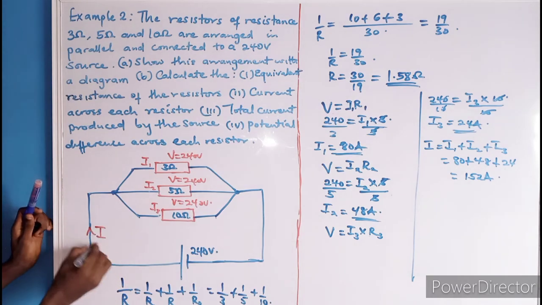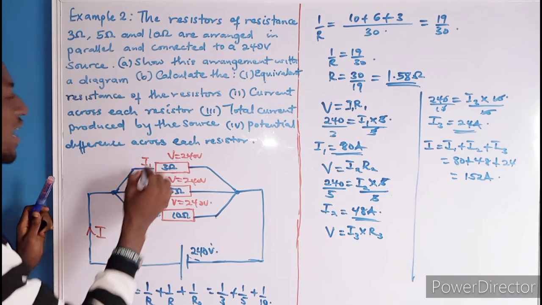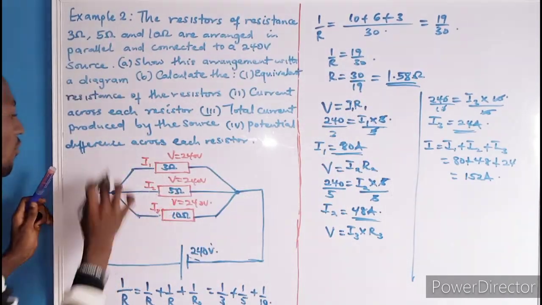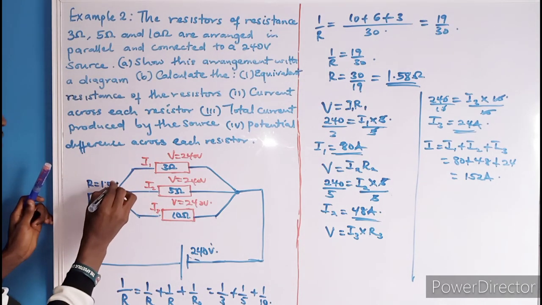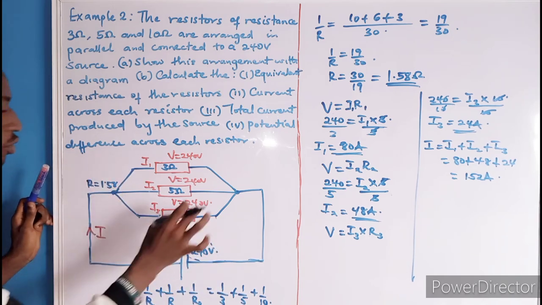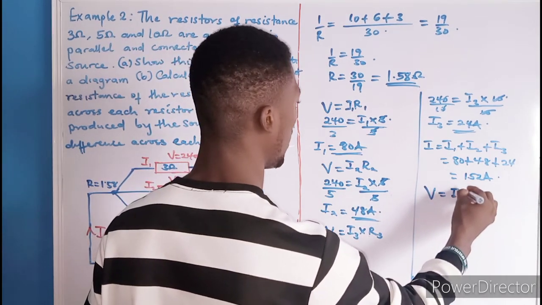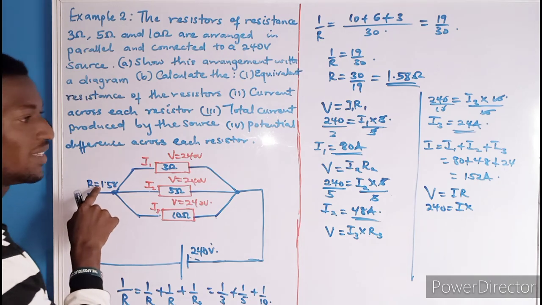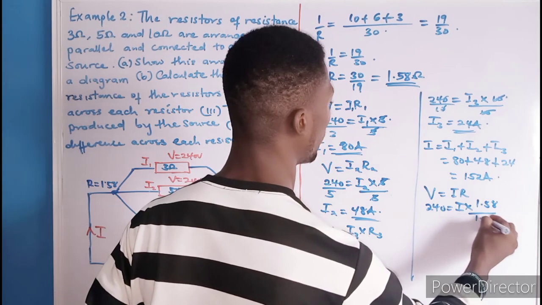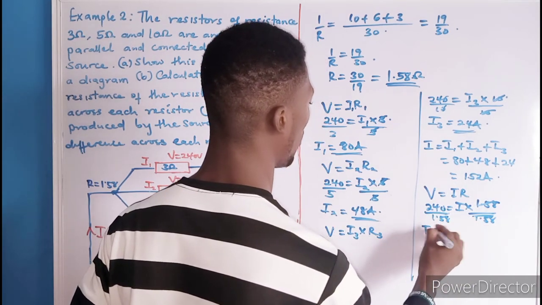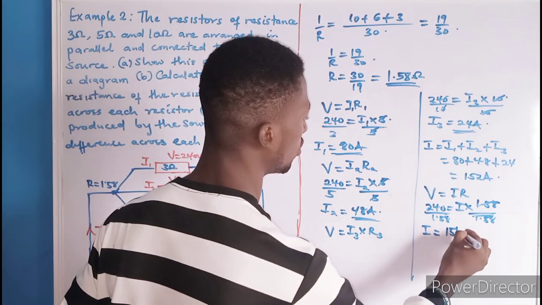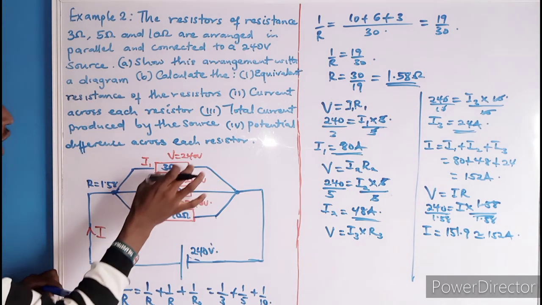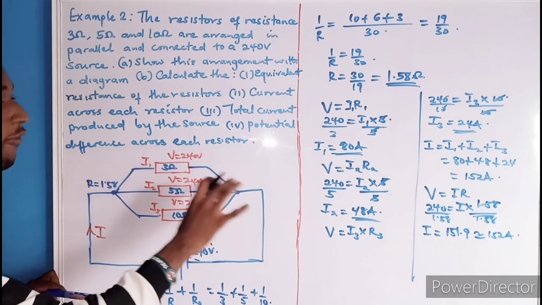Another way you can get this is that since you know the current here is I, the potential difference here is 240, and you've been able to find the equivalent resistance of all these resistors to be 1.58. You can as well use Ohm's law directly. So you can say V equals IR. V is 240 here, so 240 equals I times the overall resistance, which is 1.58. Divide by 1.58, divide by 1.58. This will cancel this, and we have that our I is equal to 240 divided by 1.58, and that will give you 151.9, which is approximately 152 ampere. That shows that it is this 152 ampere that was divided into each of these resistors as current flows through them.